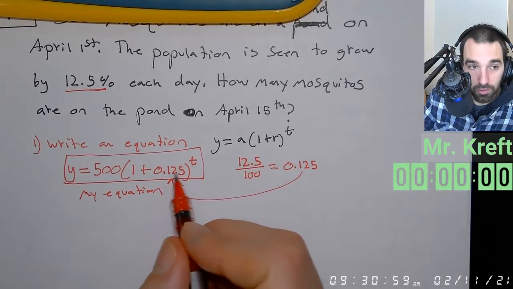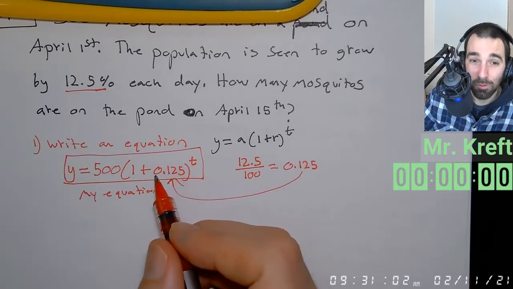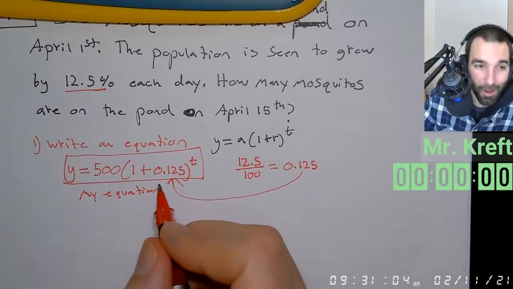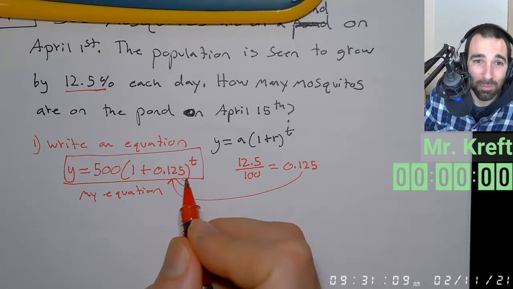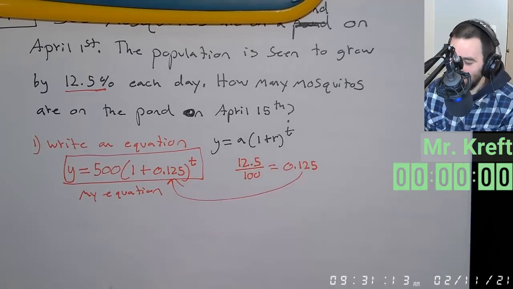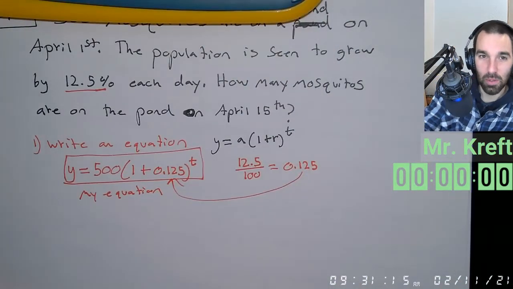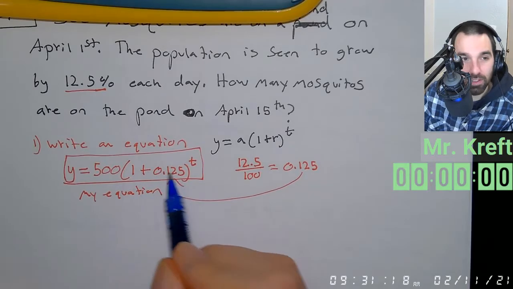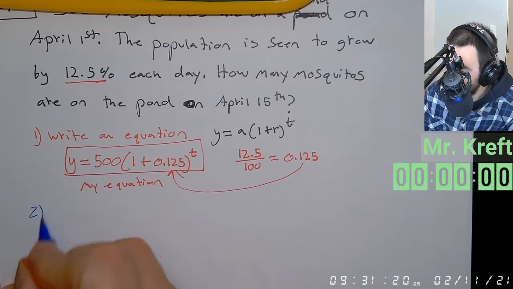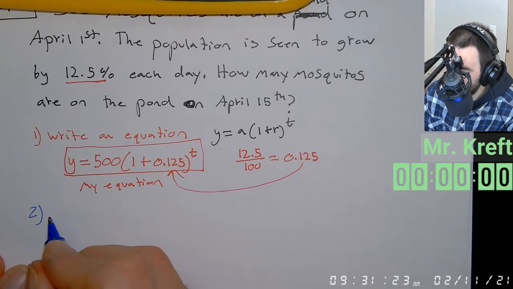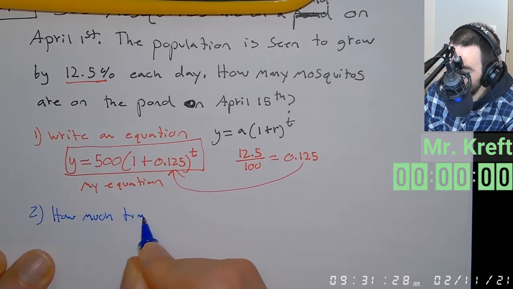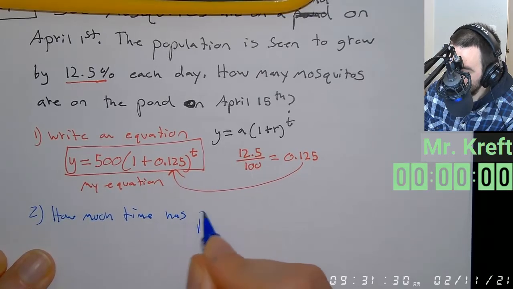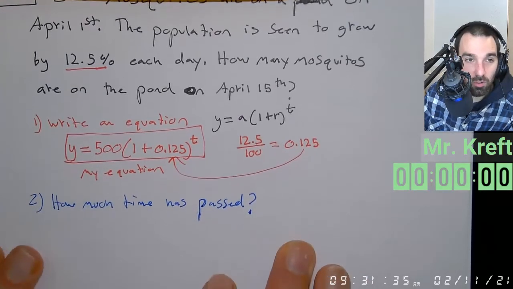So first, a common mistake here is, I'm not gonna lie to you guys, when I first tried this problem, I accidentally put 1.25. I made a mistake, right? So mistakes happen. Okay, so that's what we do first. We get our equation. This is a common place to make a mistake. And then second, let's figure out how much time has passed.